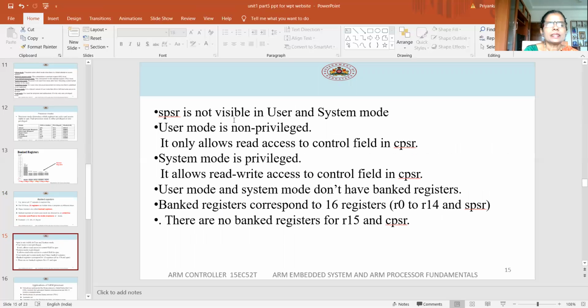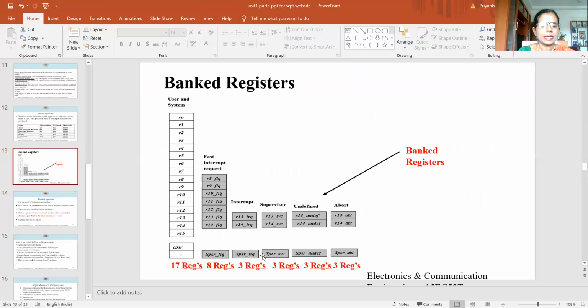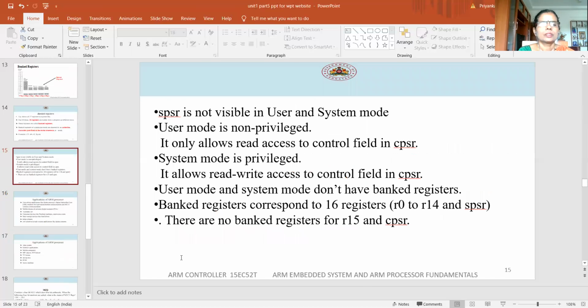So the SPSR is not visible in user mode and system mode. You can see here in this diagram, up to CPSR the user can see it. SPSR is not visible. User mode is a non-privileged mode. What is non-privileged mode? It only allows read access to the control field in CPSR. System mode is privileged. All other modes are privileged modes except user mode. System mode is a privileged mode. It allows read and write access to the control field in CPSR.